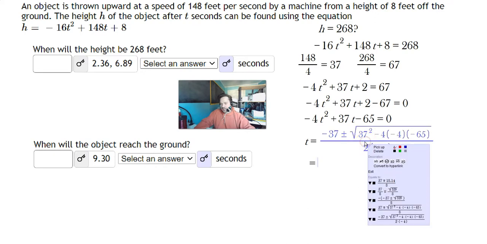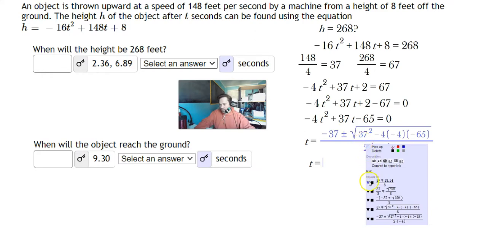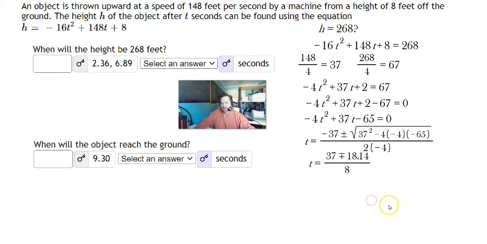So let's see what we're going to get here. What does my calculator tell me? So I'm going to have t. If you like, you can at least separate it by the plus or minus. That might be a step that you can do. But let's see. I'm going to get from mine the following. It gives me 37 plus or minus 18.14 divided by 8. That's how my calculator simplifies that work.